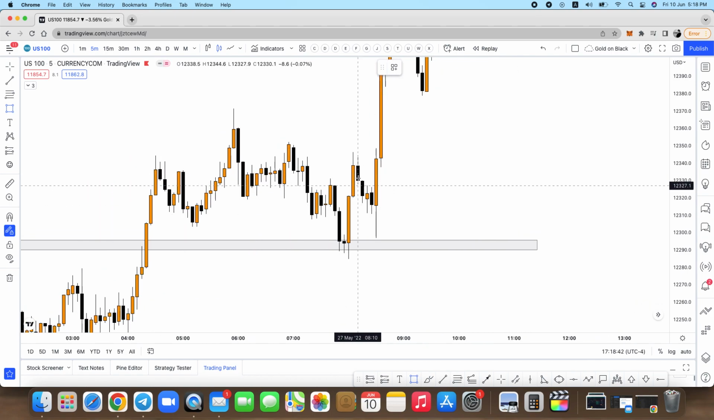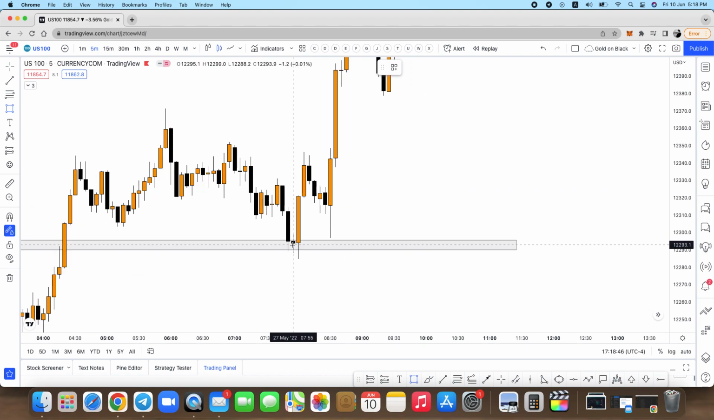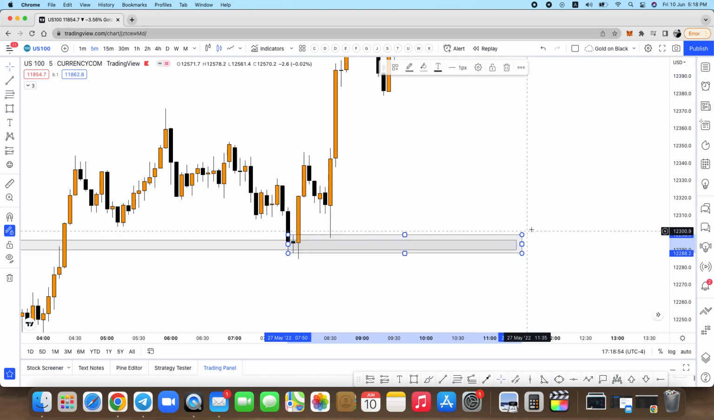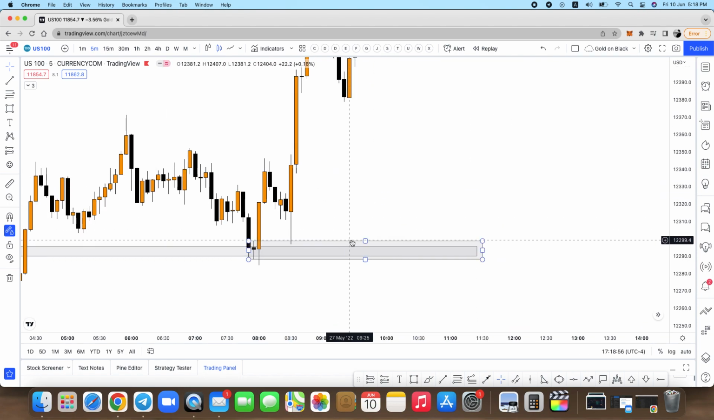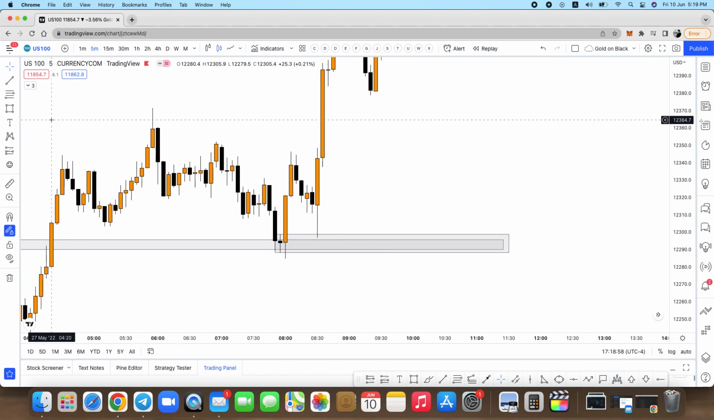So if the market, all of a sudden, you see a big momentum to the upside, I'm gonna follow the previous candle. I'm gonna highlight the previous candle, the entire candle, even with the wick, depending on the size, right? So what do we have? We have our order block right here. That's our order block. The price pushed up very, very strong.